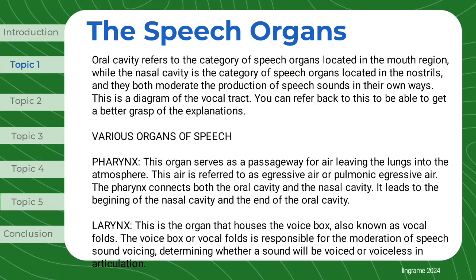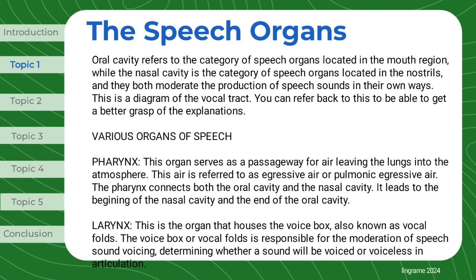Various organs of speech. Pharynx. This organ serves as a passageway for air leaving the lungs into the atmosphere. This air is referred to as egressive air or pulmonic egressive air. The pharynx connects both the oral cavity and the nasal cavity. It leads to the beginning of the nasal cavity and the end of the oral cavity.